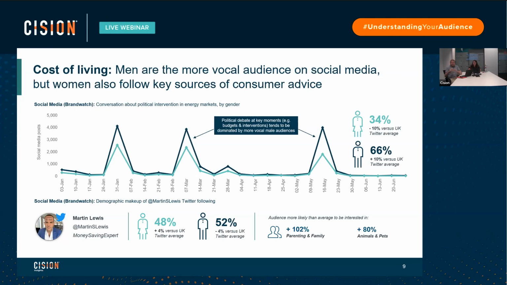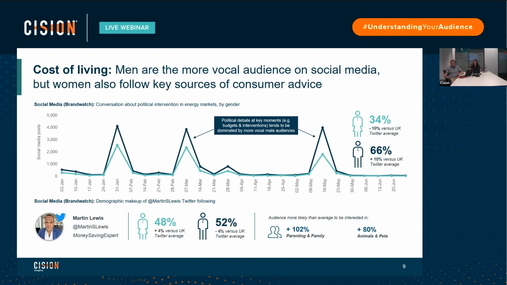But if we use the social panels feature on Brandwatch to break down his audience, you can find that his audience over-indexes slightly on women and under-indexes slightly on men. So despite the fact that we've seen a really male-dominated conversation in terms of engagement about political affairs and the impact of politics on the energy industry, people who are looking for key sources of consumer advice are a much more broad, even split in terms of men and women.